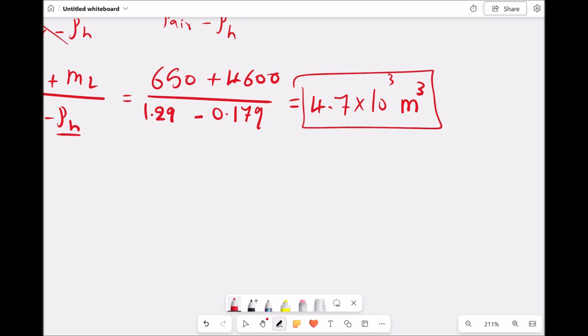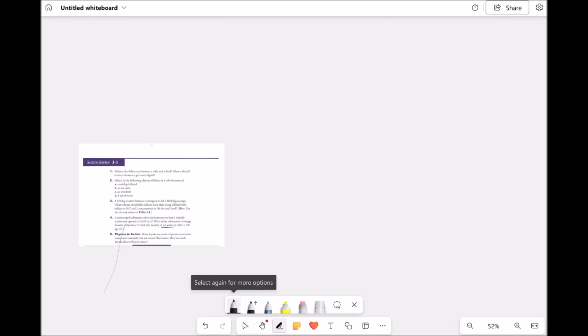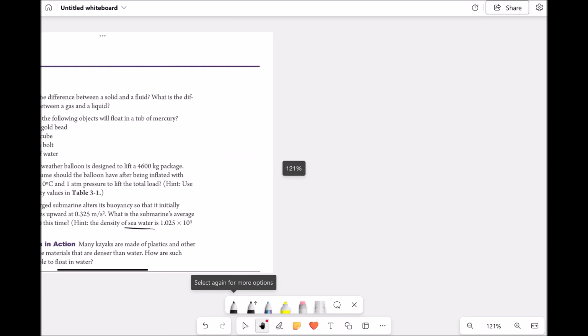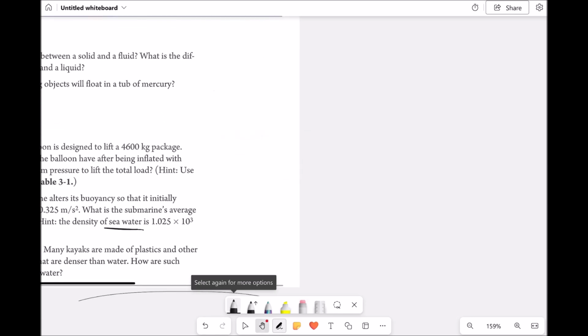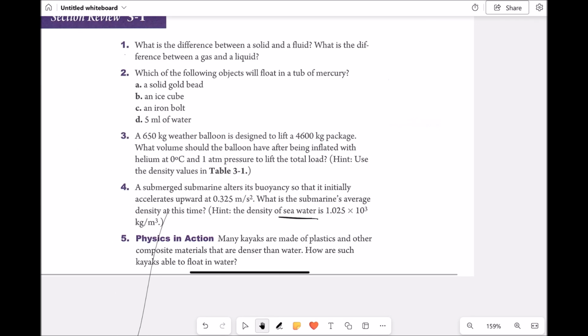This is question 3. Now we have question 4. Question 4, it says a submerged submarine alters its buoyancy so that it initially accelerates upward at 0.325 meter per second squared. What is the submarine's average density?